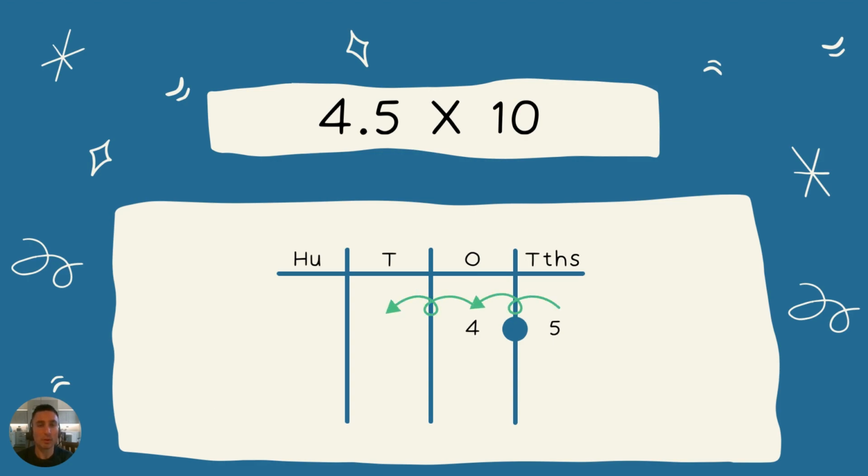Now, when we're multiplying by 10, we're moving one space bigger. And a good way of remembering this is to look at the number of zeros in the 10, which is 1 0, which means you're moving one space across. So the 4 will move from the ones column to the tens column, and the 5 will move from the tenths column to the ones column. So the answer would become 45.